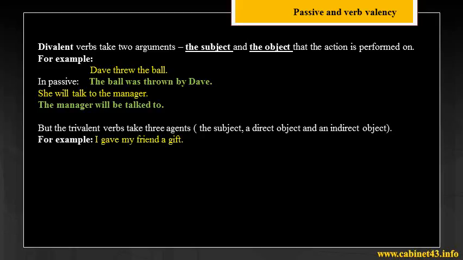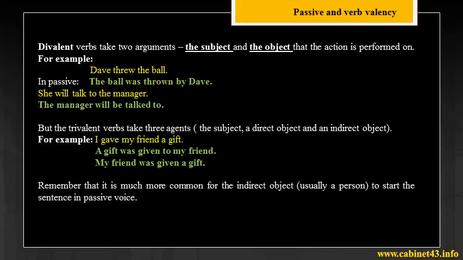For example, I gave my friend a gift. If we want to transform this sentence into passive voice, we have two options: to start the sentence with the direct object, "A gift was given to my friend," or to start with the indirect object, "My friend was given a gift." Remember that it is much more common for the indirect object, usually a person, to start the sentence in passive voice.